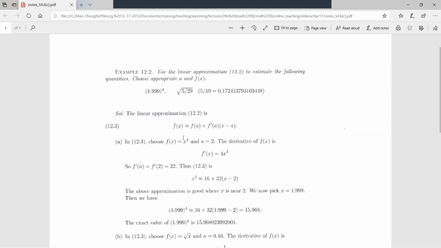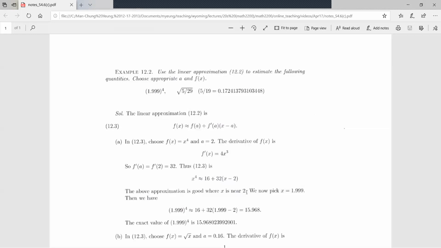Then the linear approximation formula now becomes: function x to the fourth, function value at a, at 2, is 16, plus 32 times x minus 2. This approximation is good when x is close to 2.